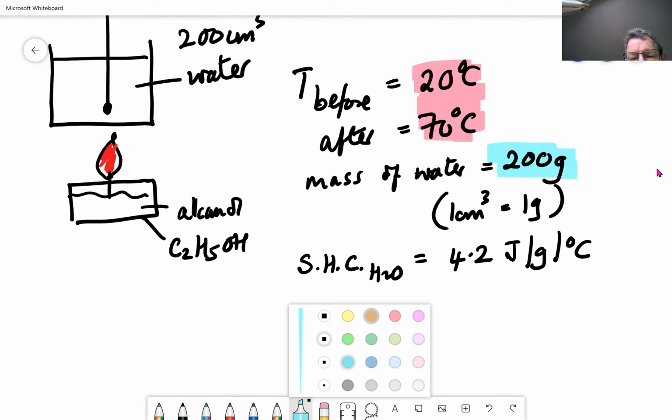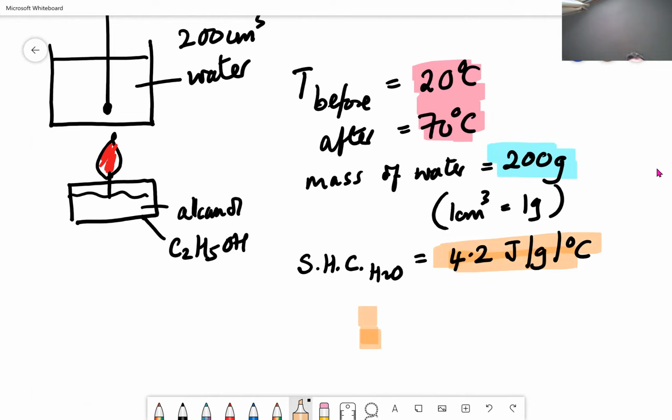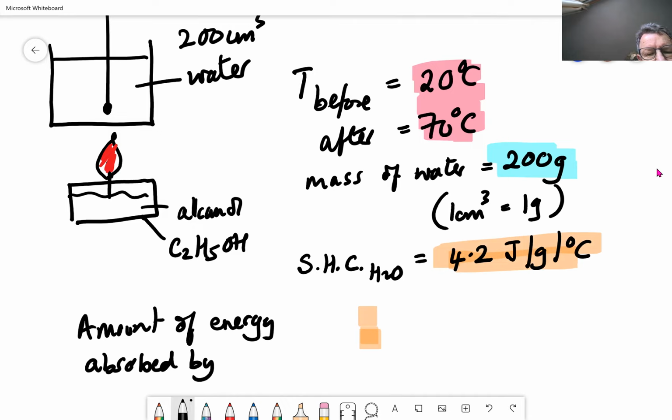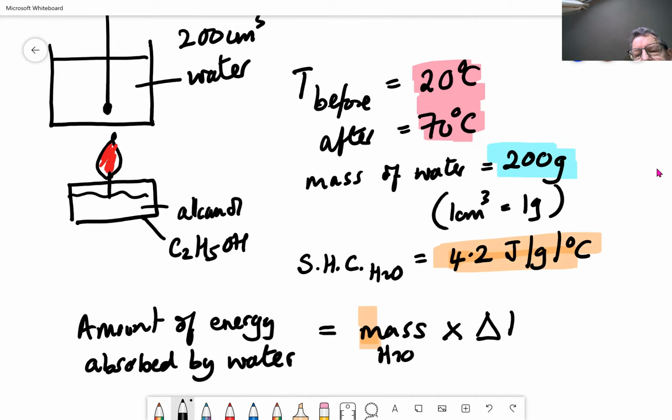Okay, so we have three pieces of information. To work out the amount of heat, or the amount of energy absorbed by the water, we do this. We go the mass of water times the change in temperature. Remember, like delta H, this triangle means change in. Times the specific heat capacity of water. So this is that number there.